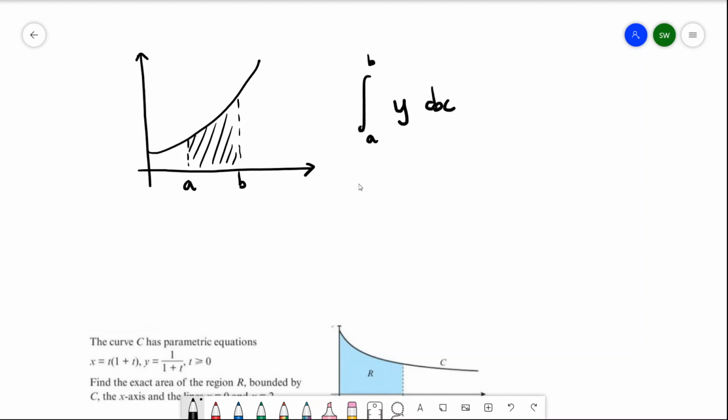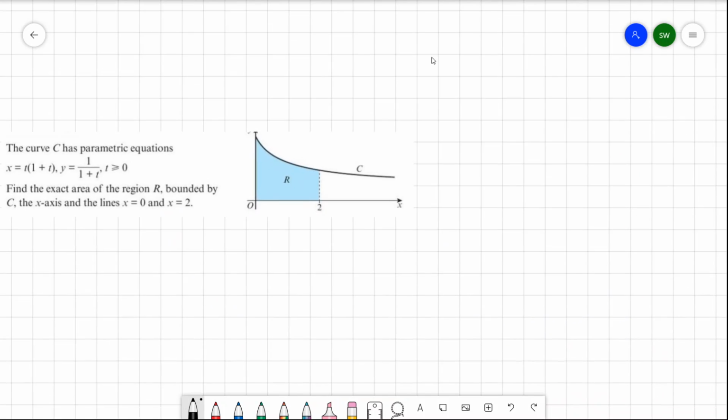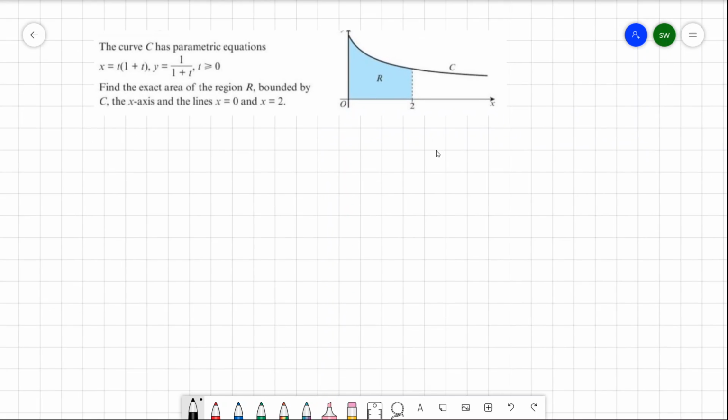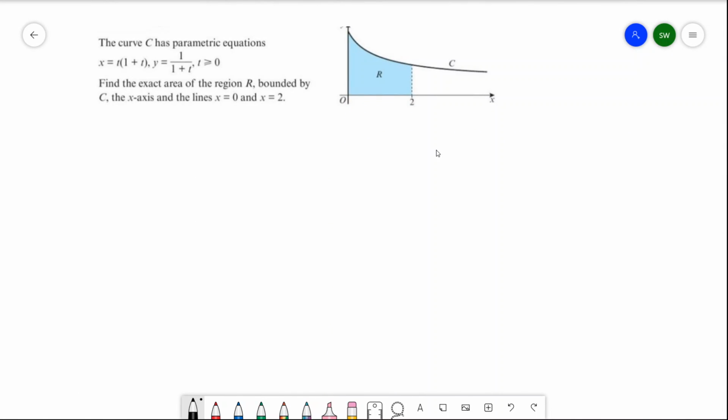And y would normally be given to you as an equation in terms of x. So you might have, for example, y equals x squared plus 1. And you would just sub that in instead of y. So we want to work out the area of this region here between x equals 0 and x equals 2.